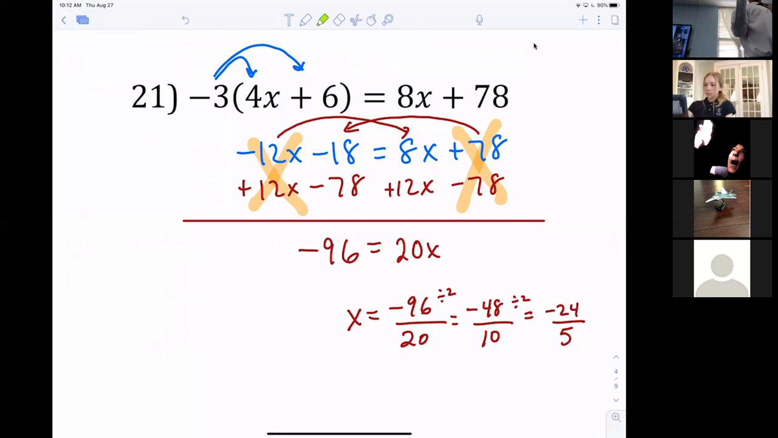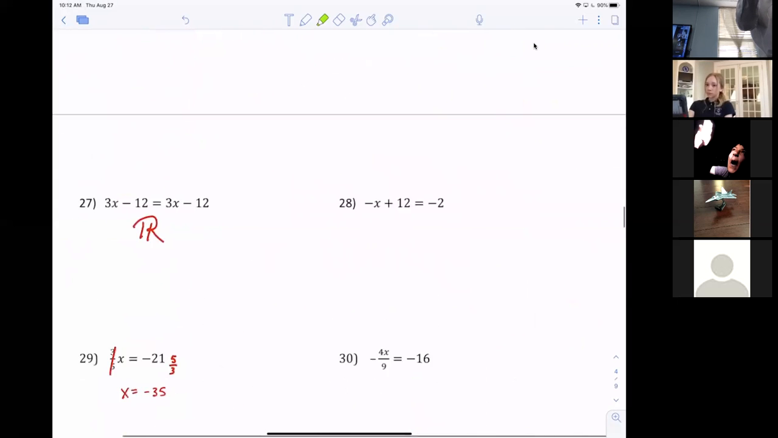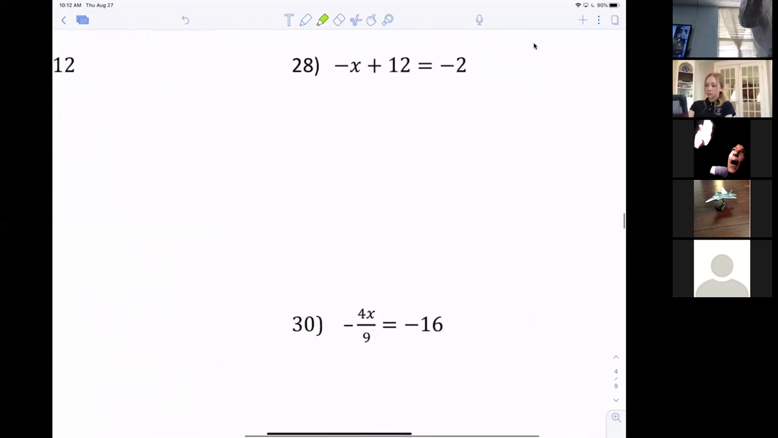Okay, and so tonight, right after class, I'm going to post the solutions. I want you to check your work. All right? So here we go. Let's get started now. Let's get this over with. All right, let's everybody take a look at number 28.